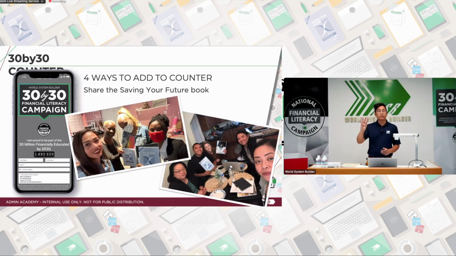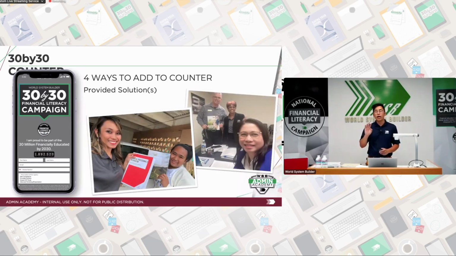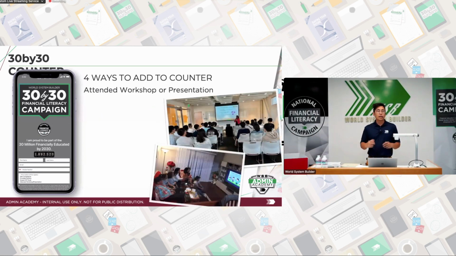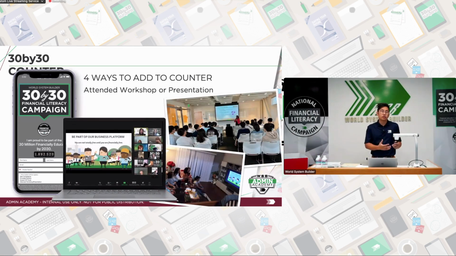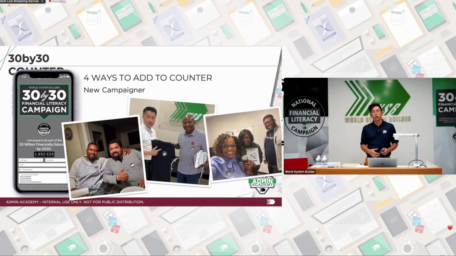There's 4 ways that we'd like people to add, or 4 types of additions to the counter. You can share the Saving Your Future book with them to educate them. You can provide them a solution. Perhaps they attended a workshop or a campaign intro presentation. We count that as financially educated as well. And lastly, of course, if they become a new campaigner with us, a new team member, then they can also be considered financially educated. We'd love for you to add them to the counter as well.